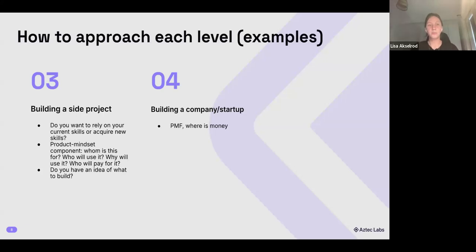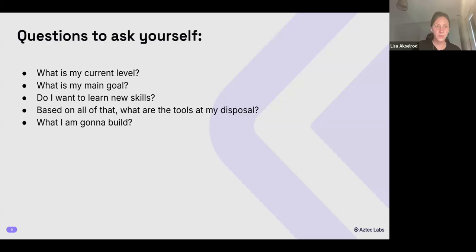All these questions to consider. And finally, building a company or a startup. Here, it will be the question of product market fit, meaning that the question of what to build will be way more important. Okay, maybe not way more important, but it's the first question. The first question will be what to build.